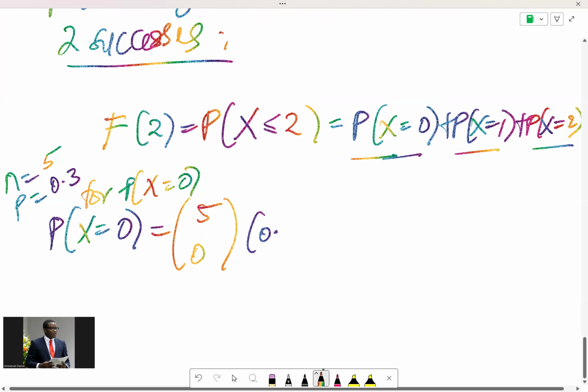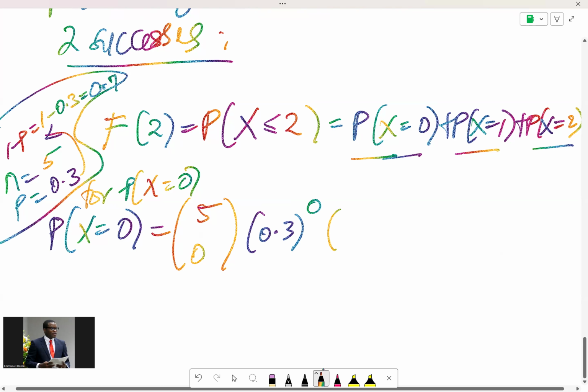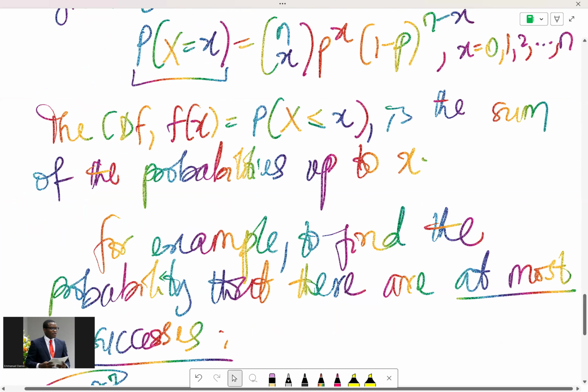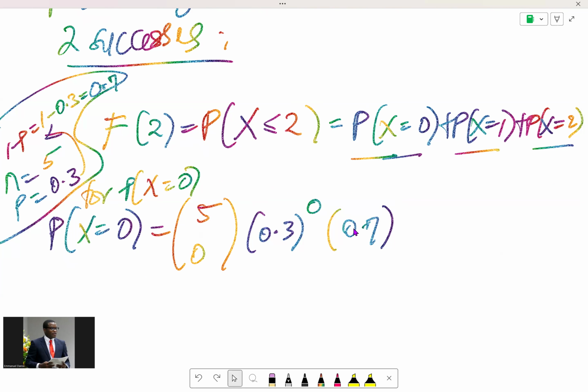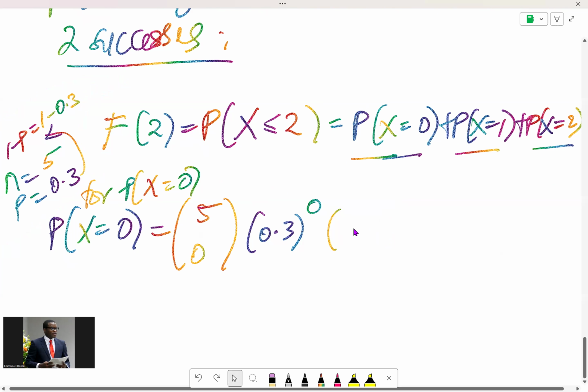So we have 0.3 raised to power x, which is 0, multiplied by, of course, 1 minus p, which is 1 minus 0.3, and that is 0.7. So we have 0.7 raised to power 5 minus 0, going by the formula. Okay, or I can make things neater. Let's make things neater.